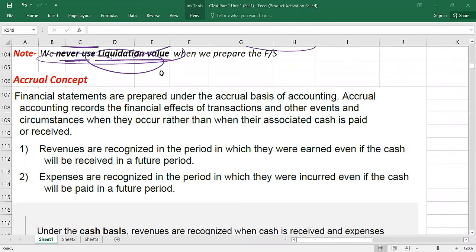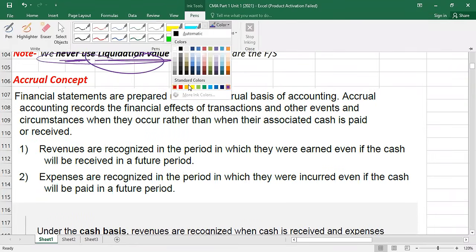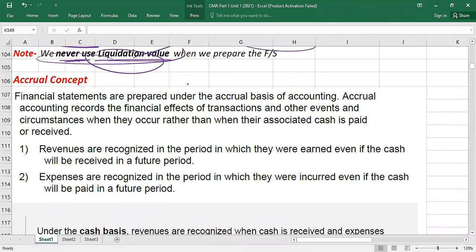Now we have another concept which is called the accrual concept. The accrual concept applies on two things: revenues and expenses. What does accrual mean? Accrual means that we record revenue in the period in which it was earned, even if the cash will be received in a future period.